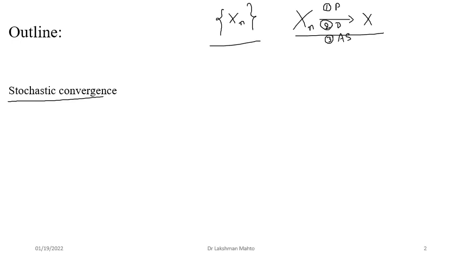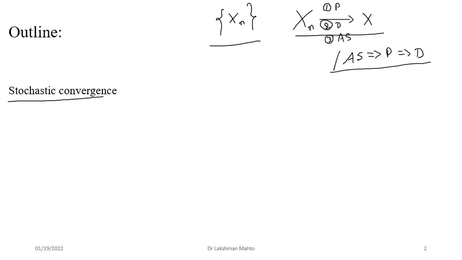If you talk about which one among these three types of convergence is the strongest and which is the weakest, you can easily see that almost sure convergence is the strongest one. It implies convergence in probability. Convergence in probability implies convergence in distribution.